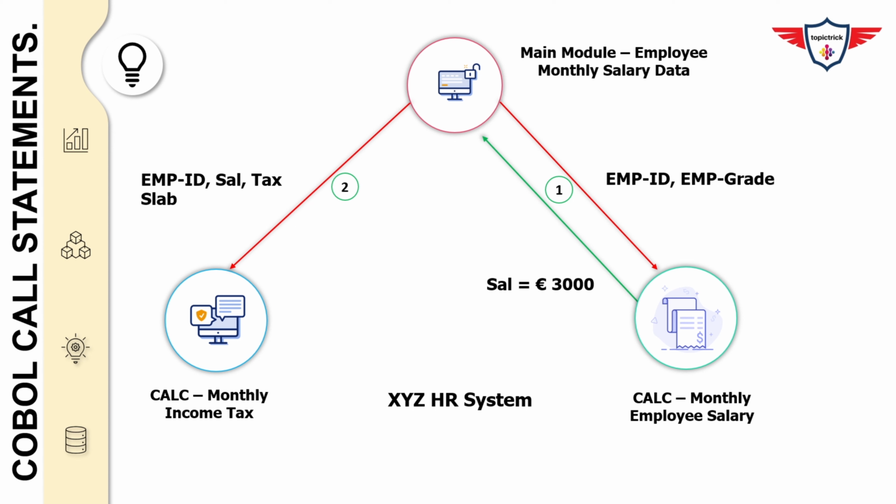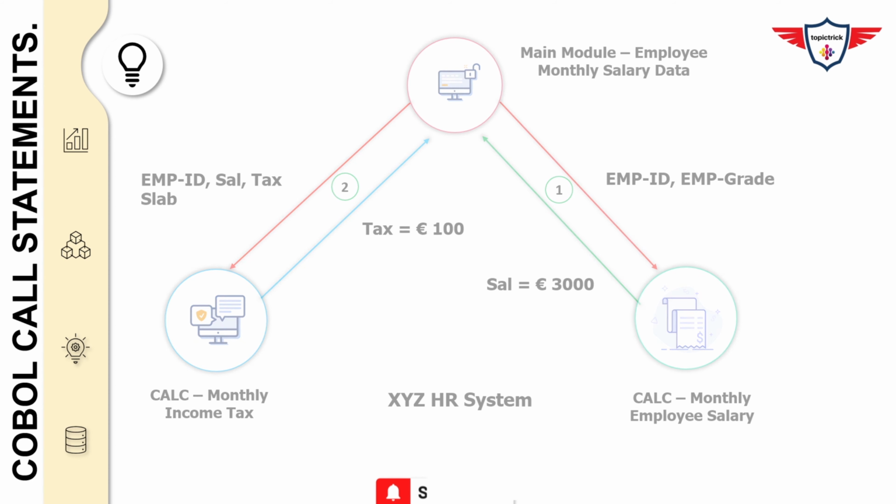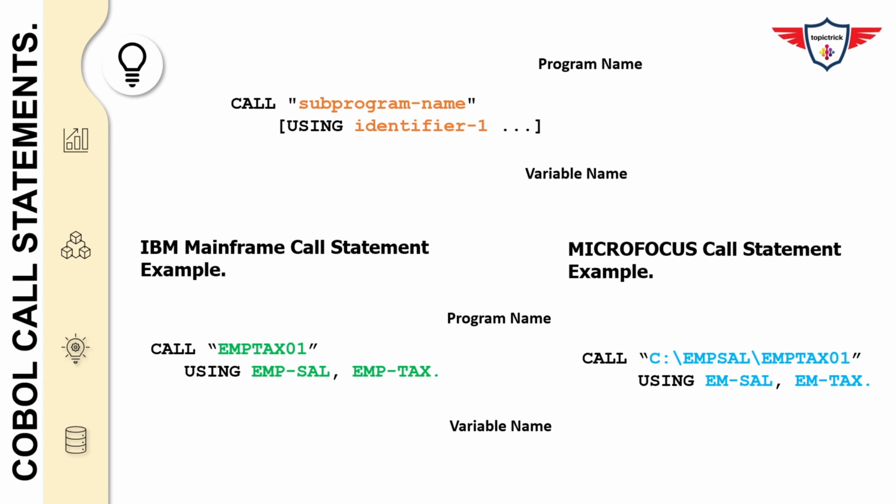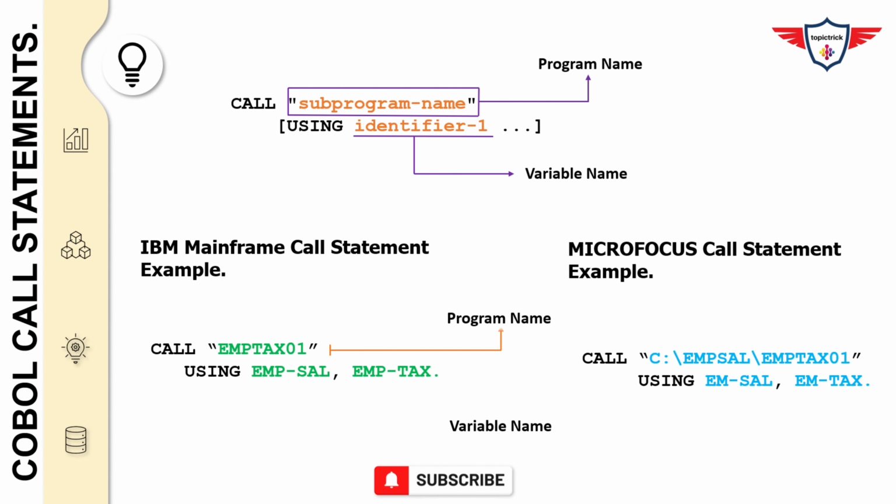The second subprogram calculates the tax and returns the value to the main program. Now let's focus on COBOL call statement syntax, because a main program can only call a subprogram with the help of the call statement. The syntax of the call statement is pretty simple and straightforward. It begins with the keyword call followed by the program name, and if you want to pass any value from the calling program to the called program, then you have to use the keyword using followed by a variable name.